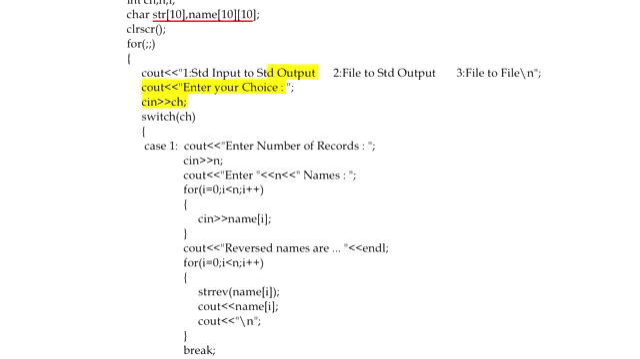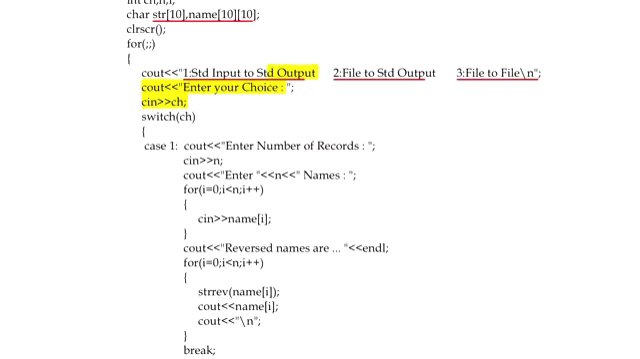If we enter choice as 1, then it will perform standard input to standard output. That is, it will read the input from the keyboard and write the reverse names onto the console. If we read the choice variable as 2, then it will read the input from a file and write the reverse names to the console. And if we read the choice variable as 3, then it will read the input from the input file fin and write the reverse names to another output file fout.